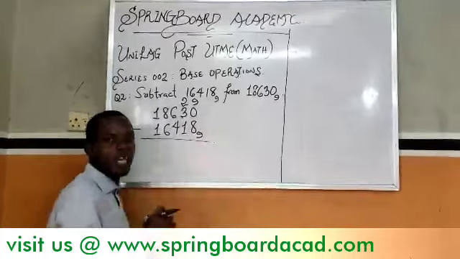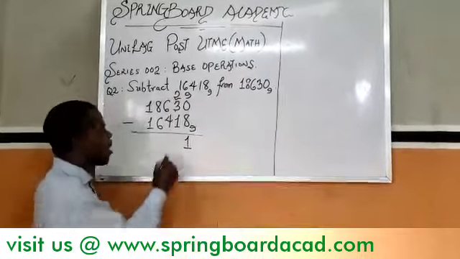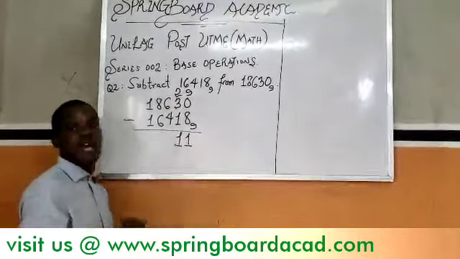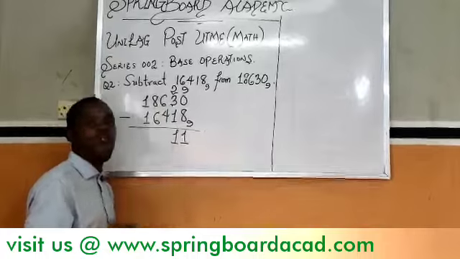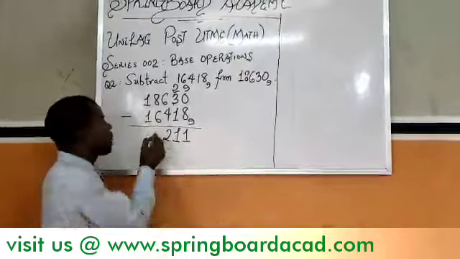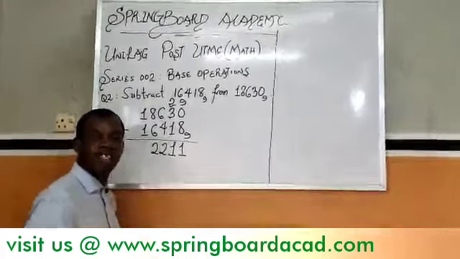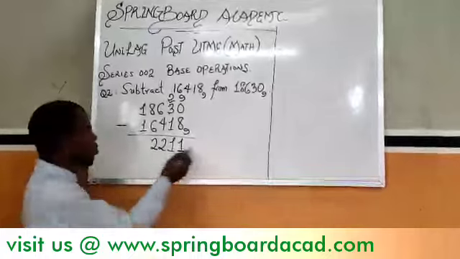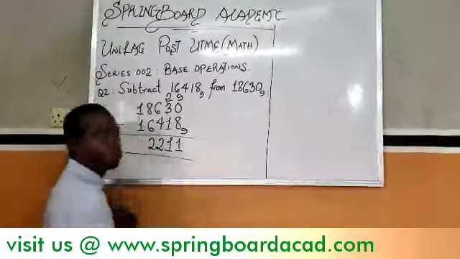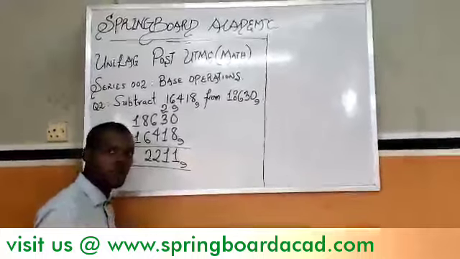9 minus 8, what do you have there now? 1. 2 minus 1, what do you have there now? 1. Come over here. 6 minus 4, what do you have there? 2. 8 minus 6, what do you have there? 2. 1 minus 1, what do you have there? 0. It's negligible. Your final answer, 2211 base 9. Easy does it. Let's move on to the next quickly.